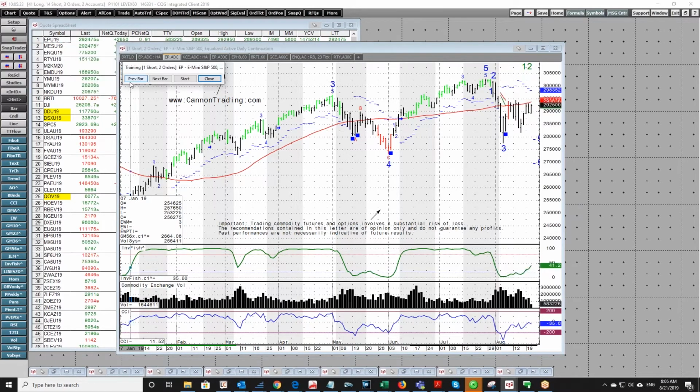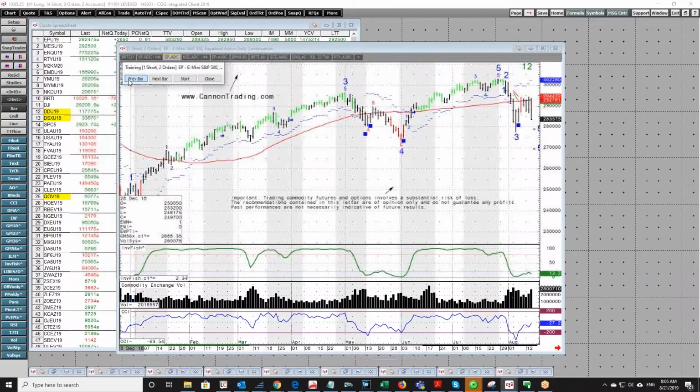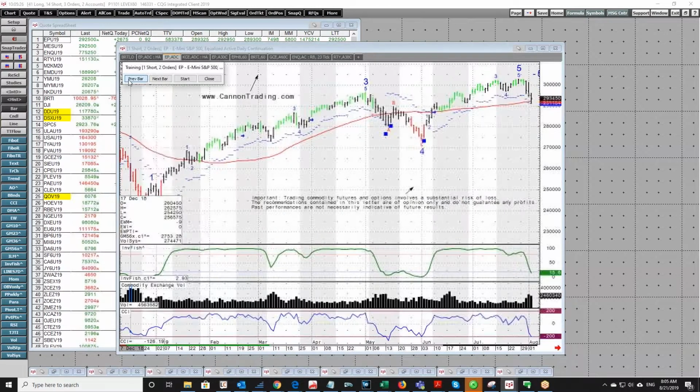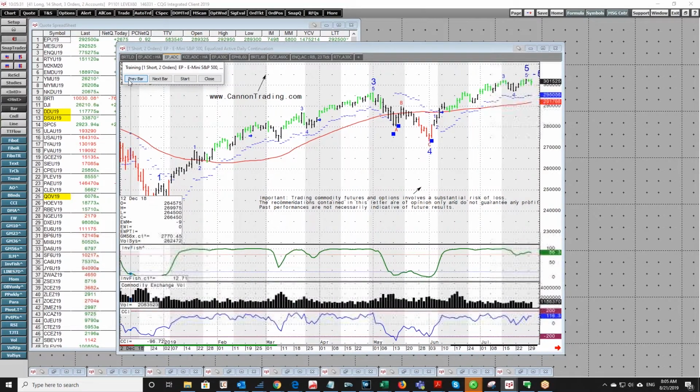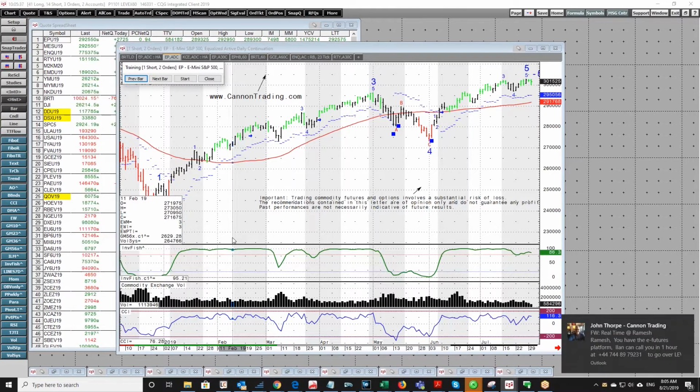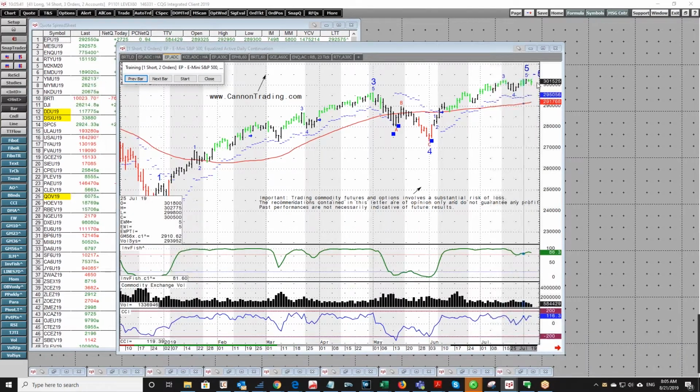Now what we're looking at here is my CQG platform. I'm going to use a tool called the educational tool. Bill Williams talked about the awesome oscillator and a few other tools that he uses to confirm that a wave 5 was completed. CQG will actually number the waves for you. So there's 3, there is 4, and there is 5.